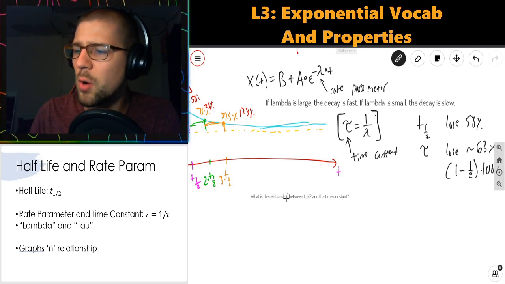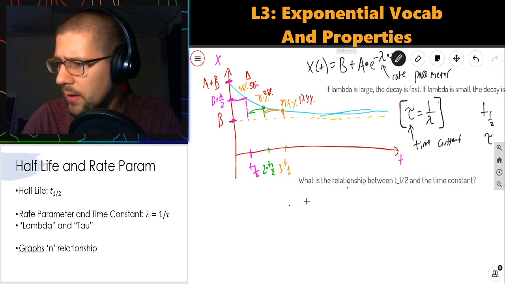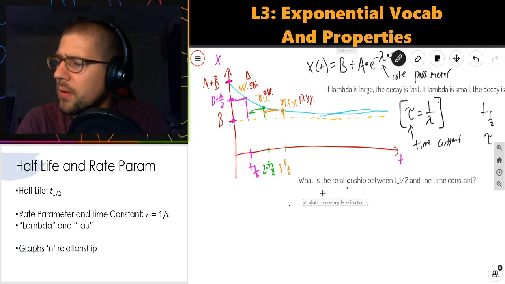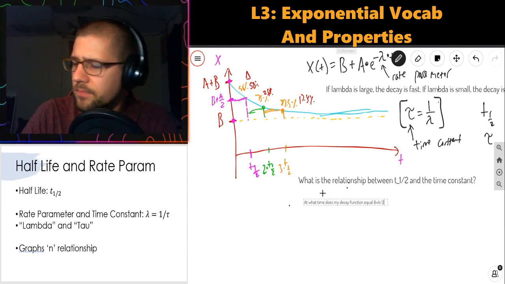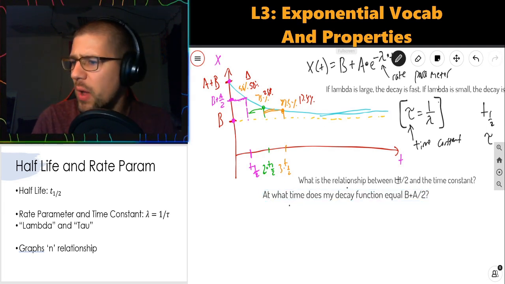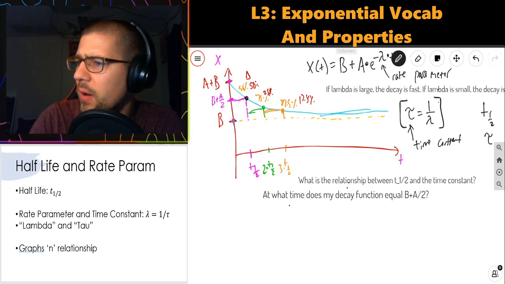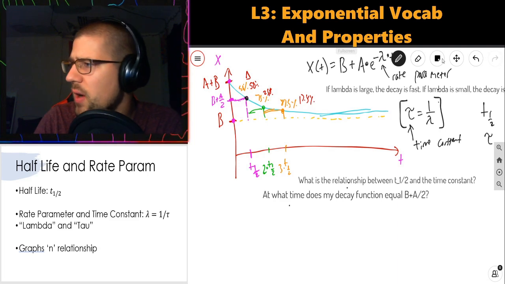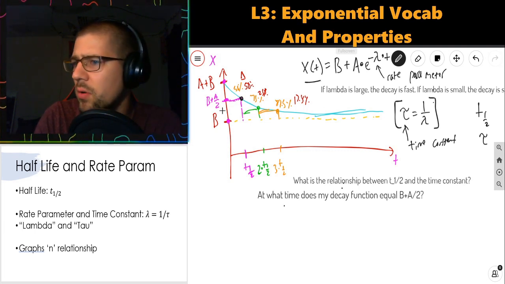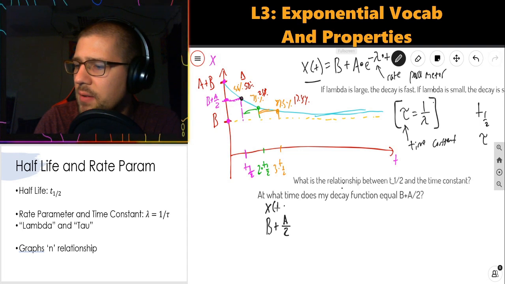We'll see why this is useful in just a moment, but bear with me while I solve this out. Another way of phrasing this question is to ask, at what time does my decay function equal b plus a over 2? I'll show why that's the same question in a moment. But just to build some intuition, if I know the time where this decay is at half the distance between its initial value and its final value, that tells me what t1/2 is. So let's try that out. I'm going to set the left side of my equation equal to b plus a over 2, and I'm going to solve for time. So b plus a over 2, that's my x at t1/2.